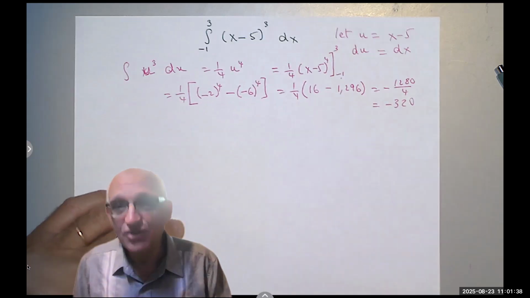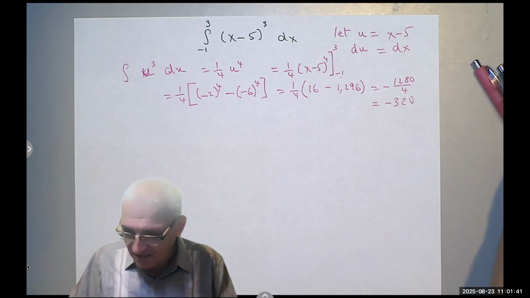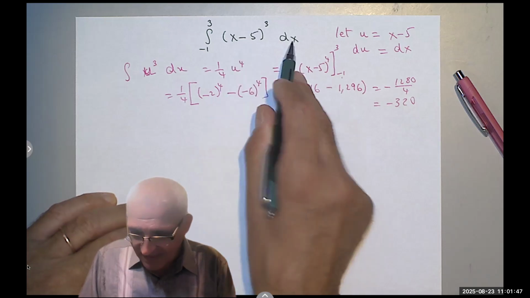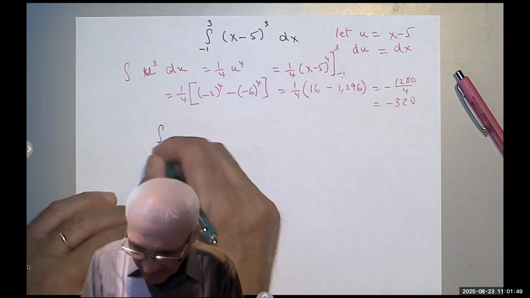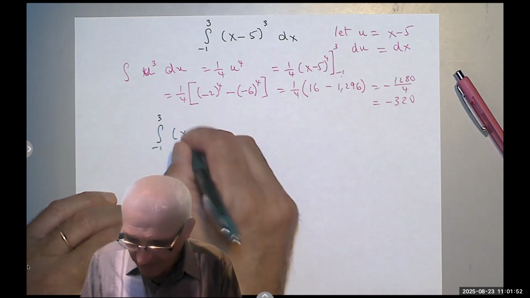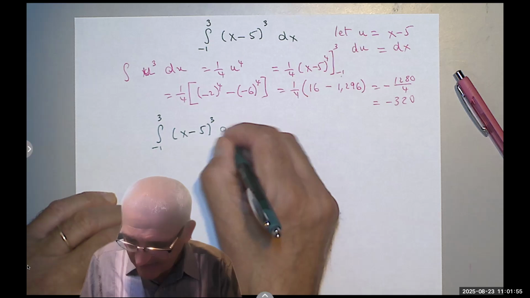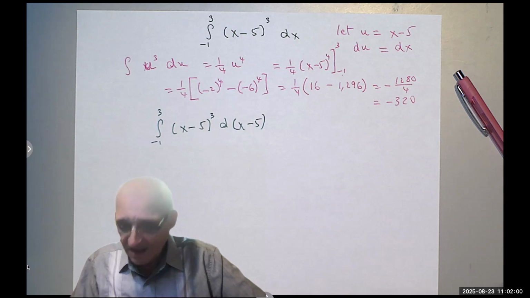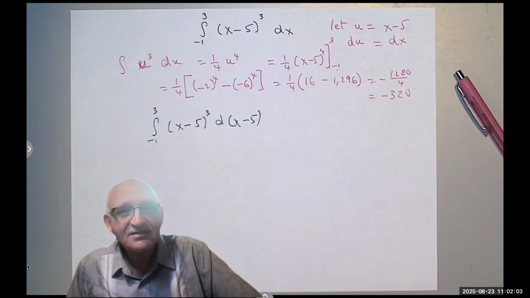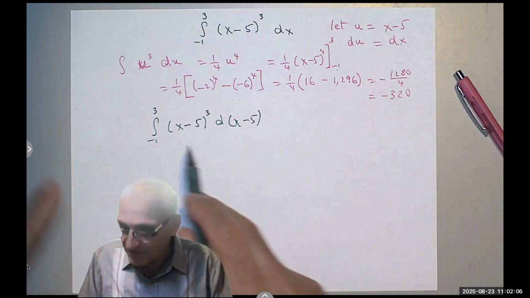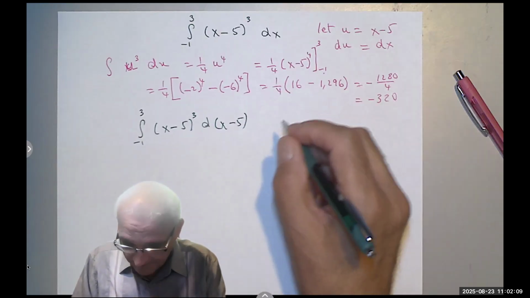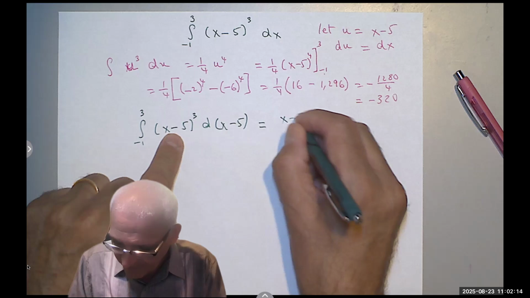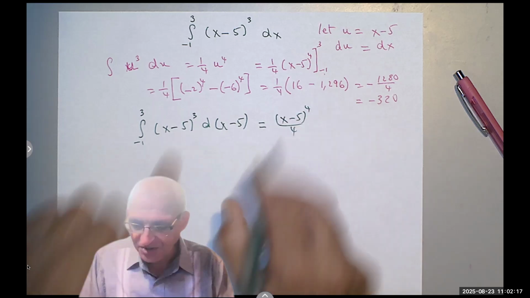Yes, some of you already knew what to do. They would say, well, the derivative of what's inside the parentheses is dx. So can't I write this as the integral of (x minus 5) cubed d(x minus 5)? Yeah, of course, you can add and subtract a constant, and the derivative of that is dx. And if you see that, there is no reason to do any substitution. You would say this becomes (x minus 5) to the 4th over 4, which is this guy.